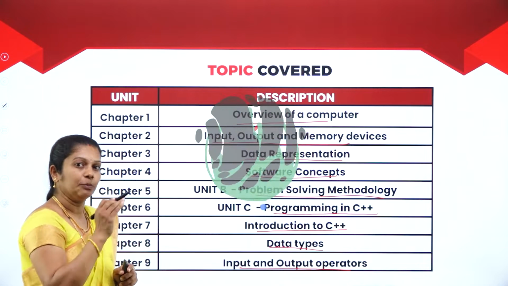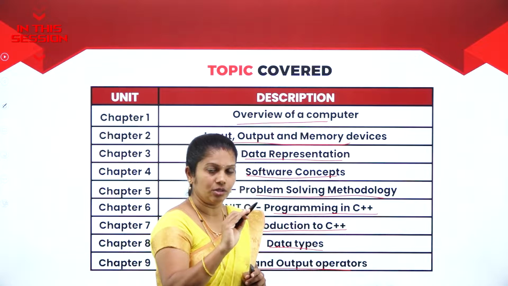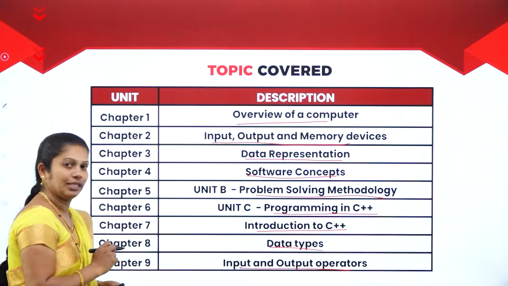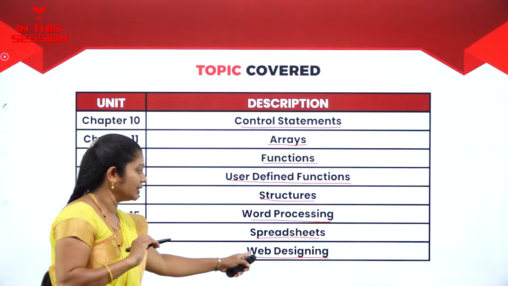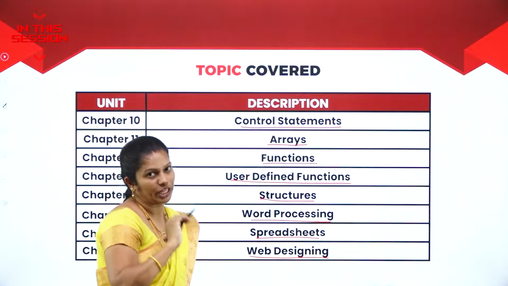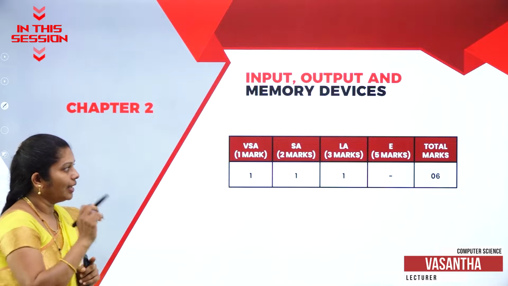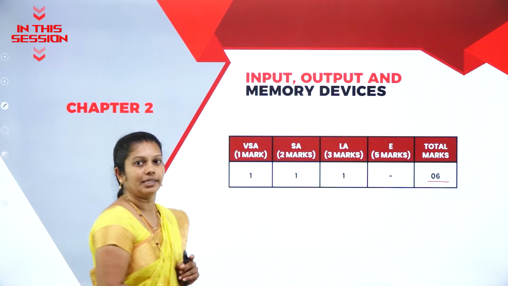What do you mean by input operator like C in? What do you mean by output operator, that is C out? Where it has to be used, regarding that you will come to know on this 9th chapter. In spreadsheet you have 4 experiments, whereas in web designing you have 2 experiments in the lab session. In the second chapter, that is input output memory devices, the total weightage of this chapter is once again 6 marks in the annual exam.